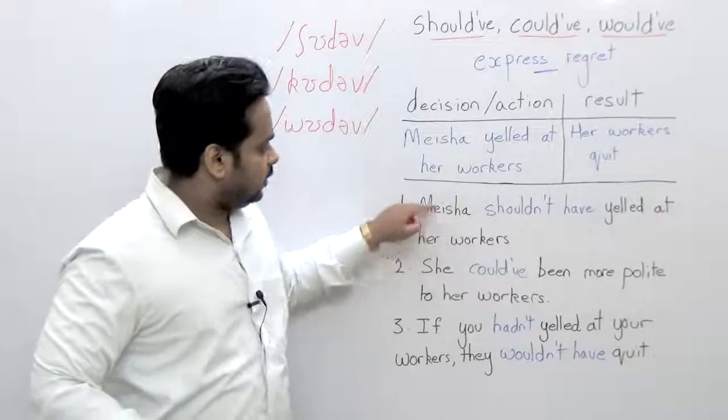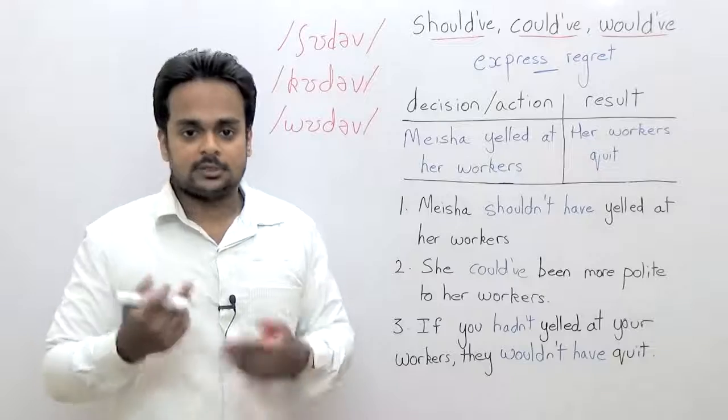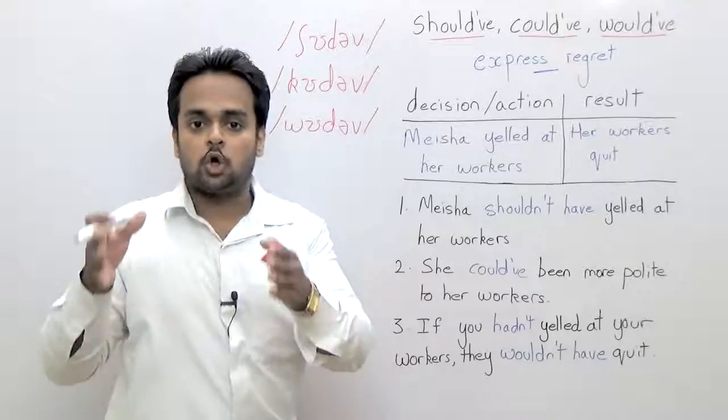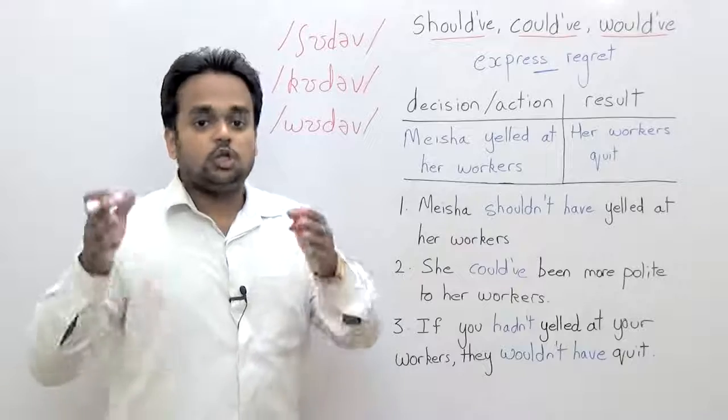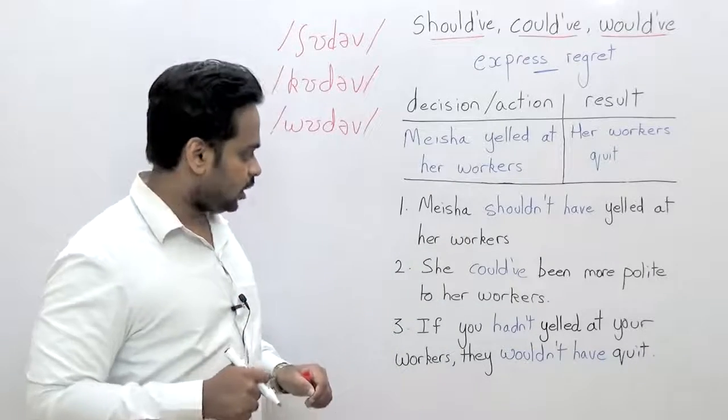So when you say this, for example, she could have been more polite. Say it with me. She could have been more polite. Could have been. Could have been. She should have been more polite. Should have been. All right?